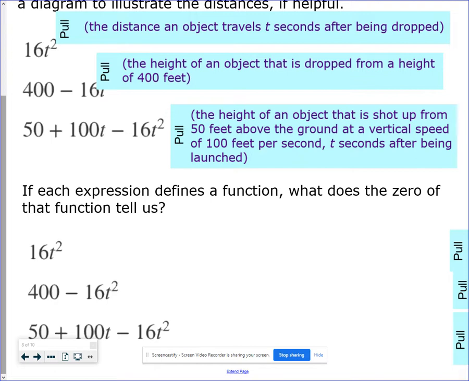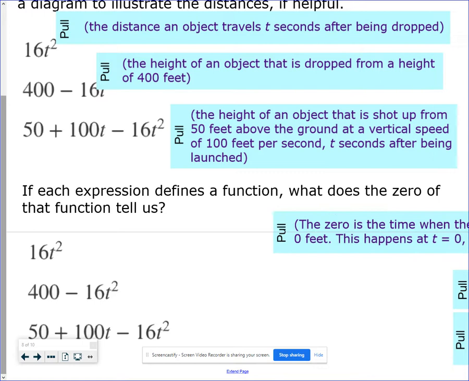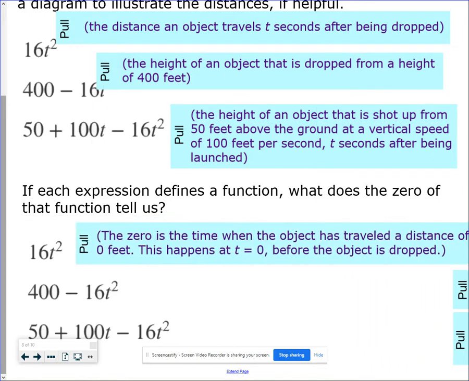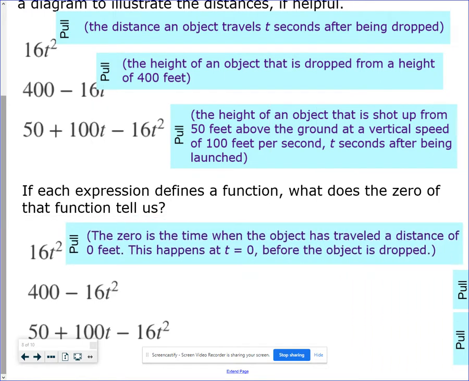Zeros of a function, that's where, if I would graph this, it would hit the x-axis, right? So what I'm looking at here, for the 16t squared, the 0 is when the object has traveled 0 feet, right? This is where I'm measuring how far it has traveled. Well, it's traveled 0 feet at 0 seconds. You haven't dropped it yet, right?